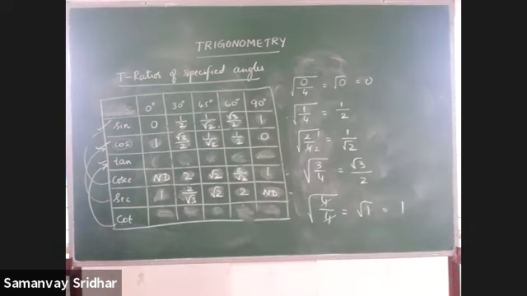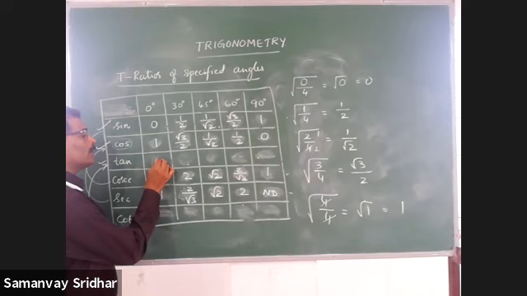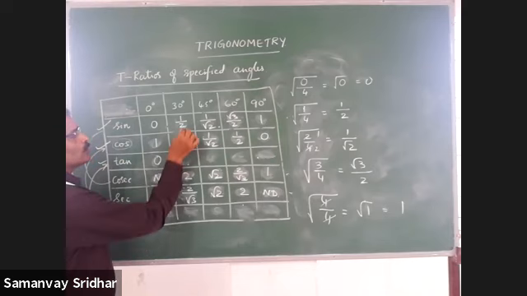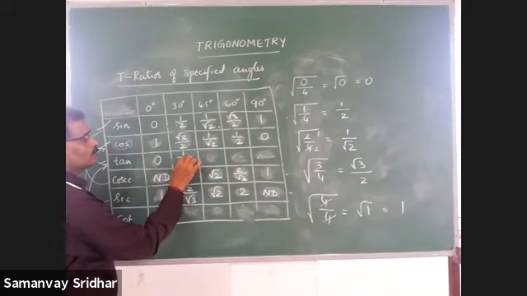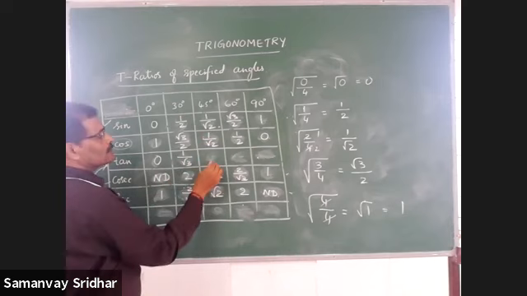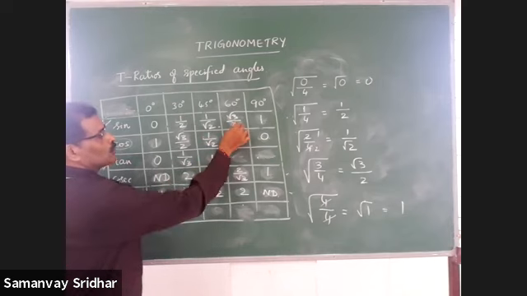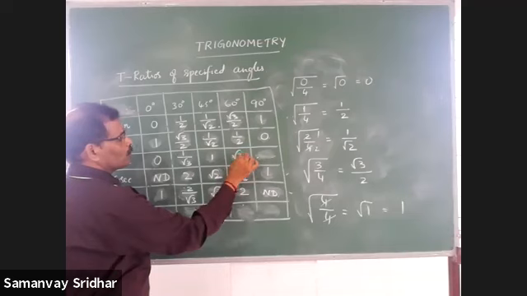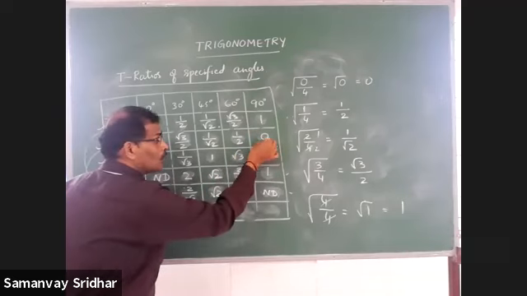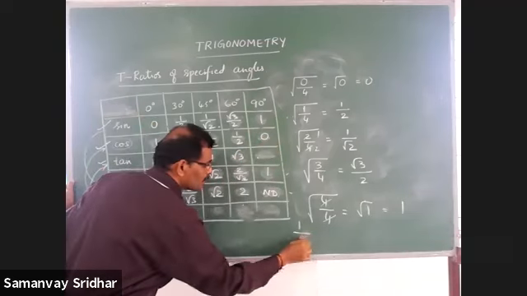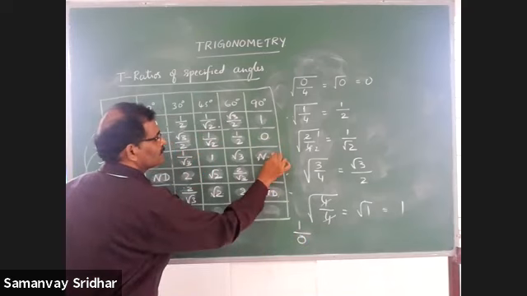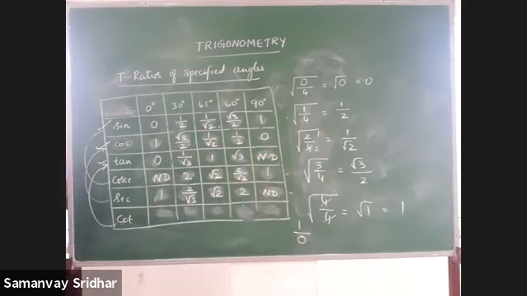Then we have to go for tan. Tan theta is sin theta by cos theta, I told. Therefore, that will become 0 by 1, which is 0. Here 2 cancelled, 1 by root 3. Here root 2 cancelled, 1. Here 2 cancelled, root 3 by 1, root 3. Then 1 by 0, denominator 0, not defined. Got this?